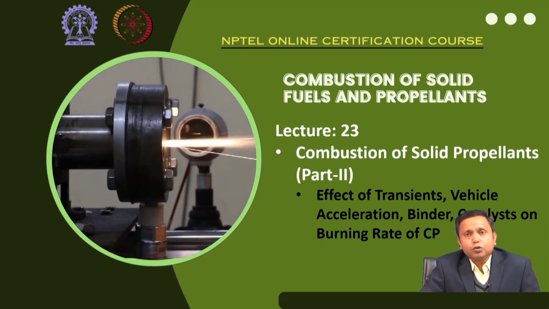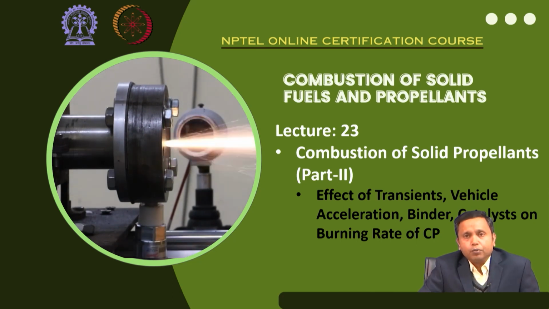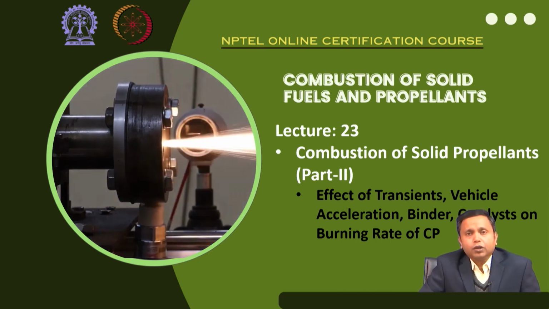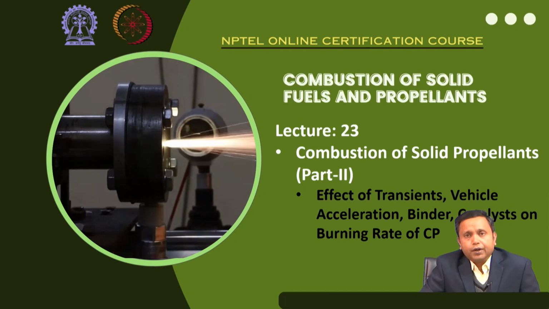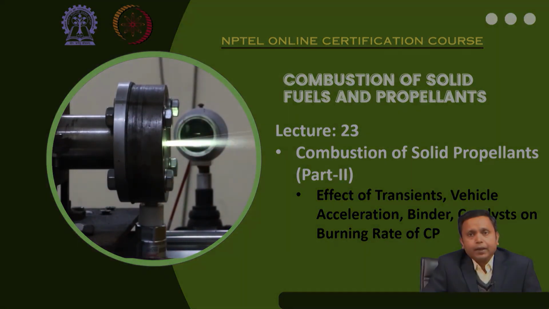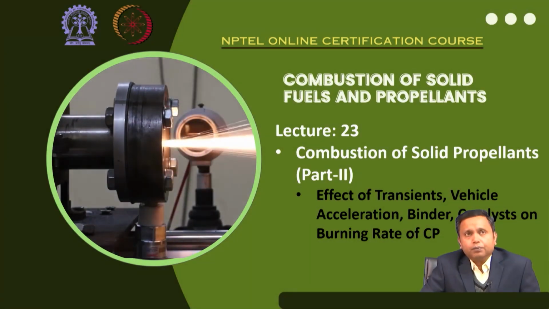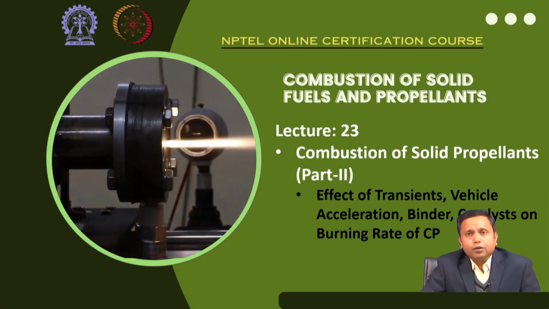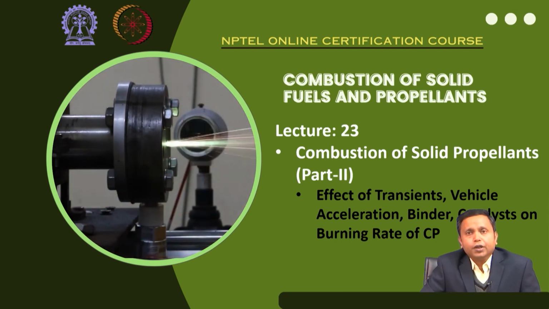We have also said the composition of the propellant has a major role on the burn rate. Composition means not only the size of the ammonium perchlorate; what about the effect of the binders? If we use different types of binders, will they play a role on the burn rate of the propellant? What about the catalyst? Catalyst means the burn rate modifiers. If you recall, during the discussion of solid propellants, we said that although burn rate modifiers are used in a small quantity, they have a significant role in modulating the burn rate.